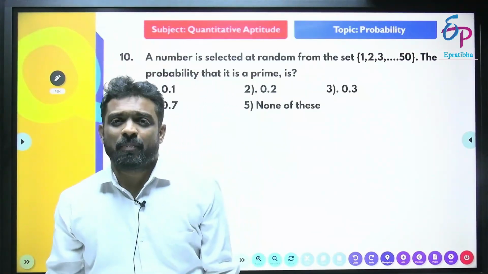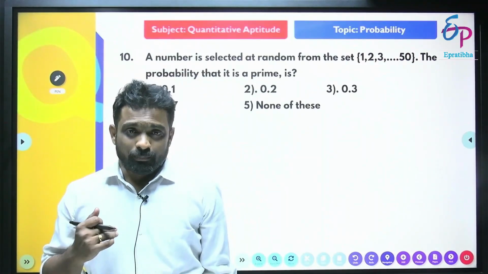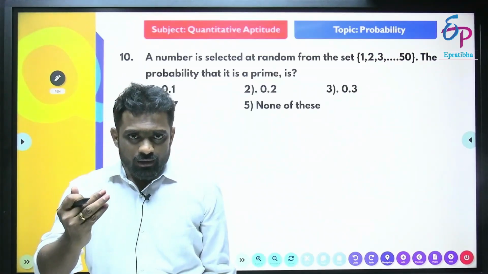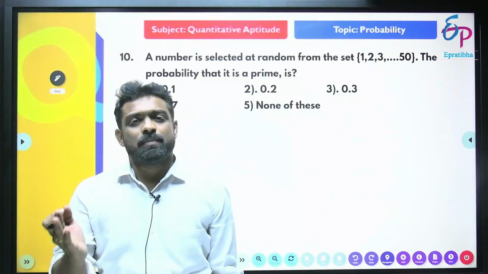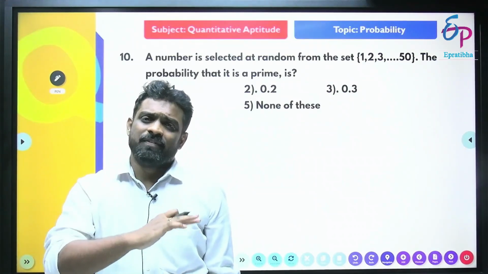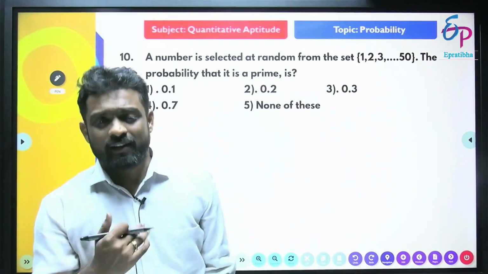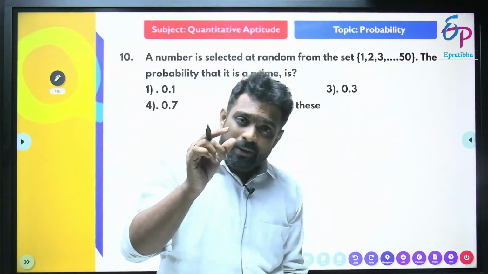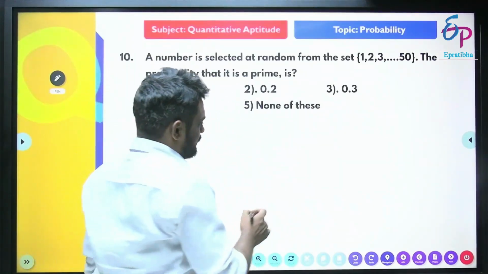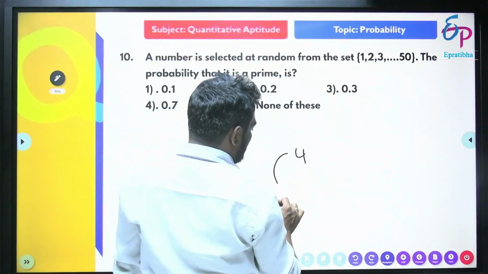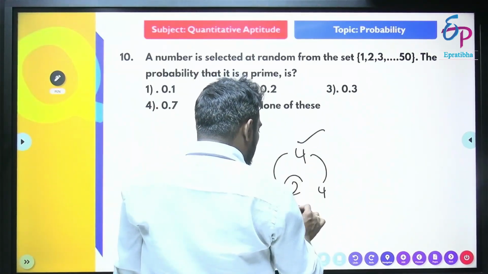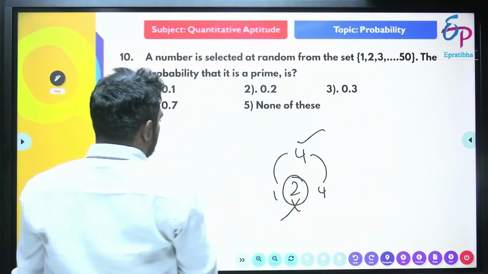What exactly is the meaning of a prime number? A prime number is a number whose only factors are one and the number itself. For example, 15 has 1 and 15 as well as 3 and 5 as factors. Factor means the number should be in that number's table. Suppose we take 4: it is in the 1 table and the 4 table, but it is also in the 2 table, so it is not a prime number.